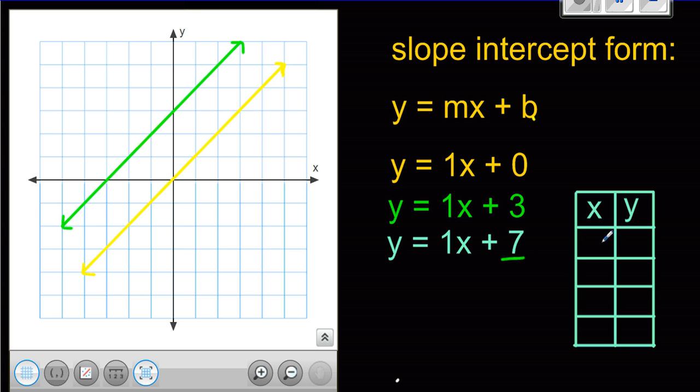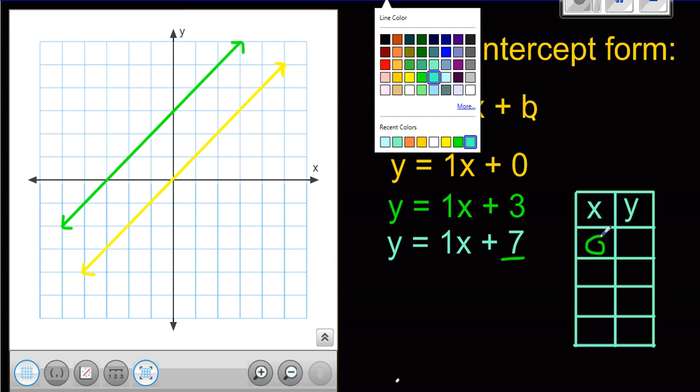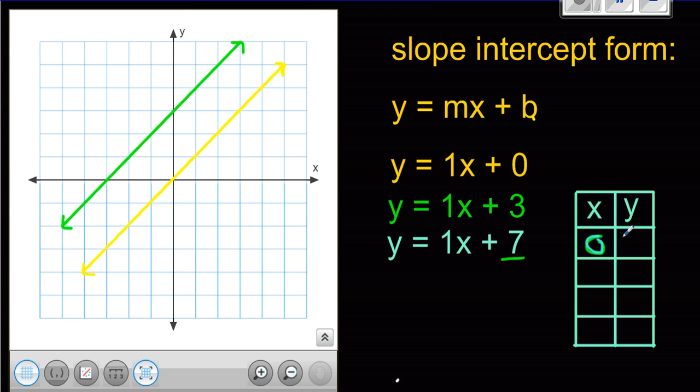So if x is 0, y is equal to 7. When x is 1, 1 times 1 is 1, plus 7 is 8. When x is 2, y is 9. When x is 3, y is 10. And we can go ahead and graph that line.